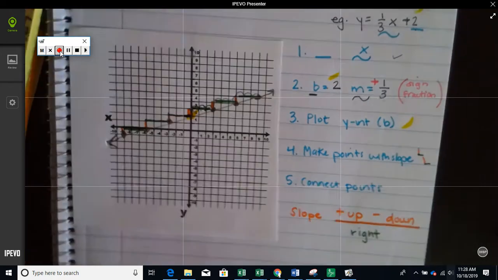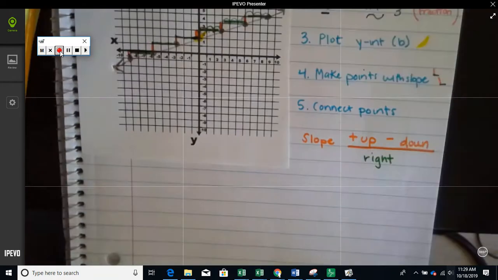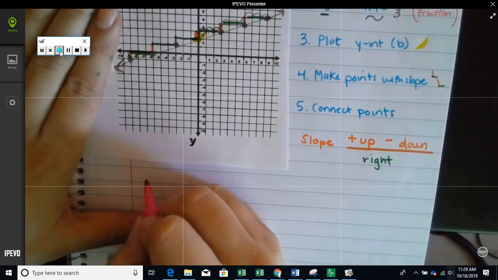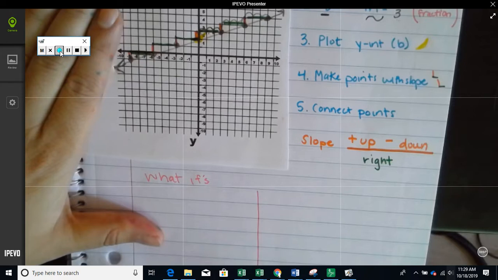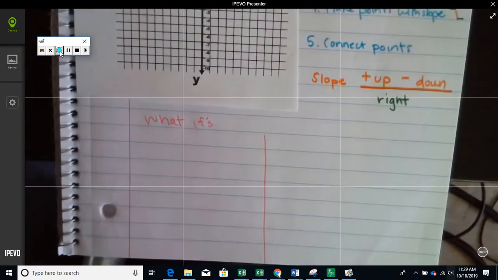Alright, so the what ifs. What if it doesn't come out this nice, very straightforward? Please write this at the bottom: what ifs. There are a couple things that will happen for sure.